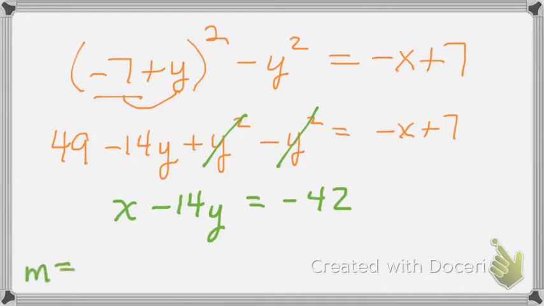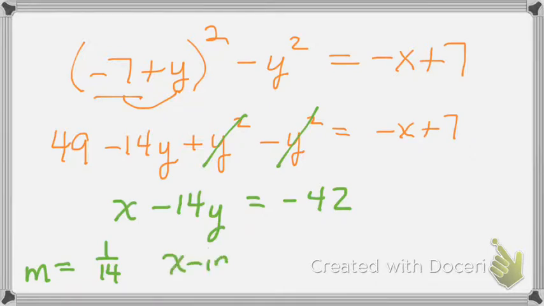Slope. I don't think they even ask you for slope in this lesson. I just like to practice it from standard form because you'll need it in later lessons. Positive 1 over 14, the opposite of A over B. So -1 over -14 would be positive 1/14.